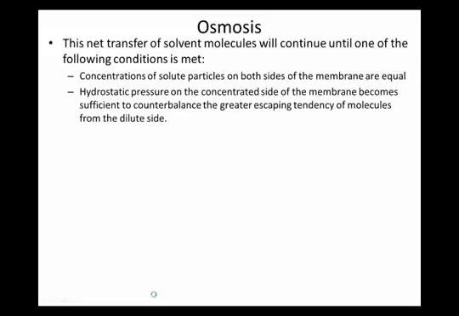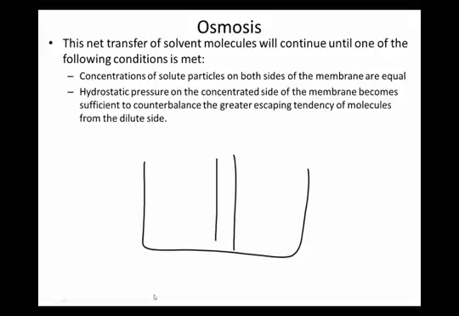So put another way, imagine I have two solutions. Again, we're going to do this. This one is 1 molar NaCl. This one's 3 molar NaCl. Now, the net flow of solvent is going to be this way.